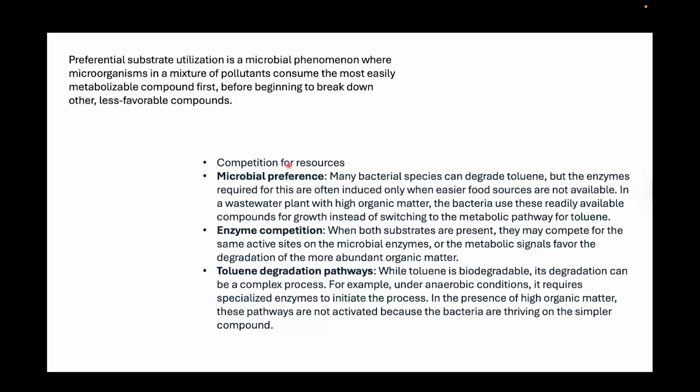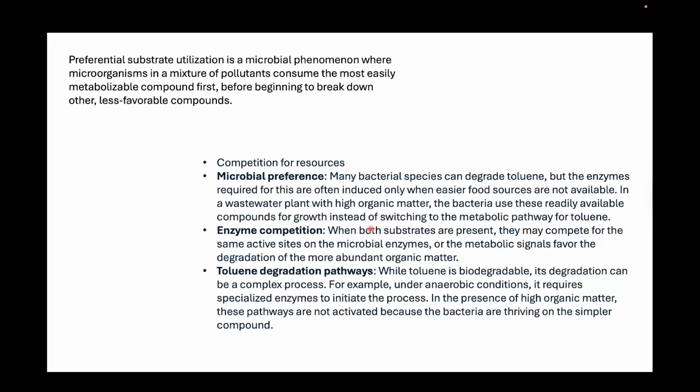Now, there can be many reasons. Competition for resources happens due to microbial preference. Many bacterial species can degrade toluene, but the enzymes required for this are often induced only when easier food sources are not available. So understand, there must be a selection pressure. When easier food sources are not available and only toluene is there as a food source, then the bacteria will activate or induce those enzymes that can degrade toluene. In a wastewater plant where there is high organic matter, bacteria use the readily available compounds for growth instead of switching to the metabolic pathway for toluene.